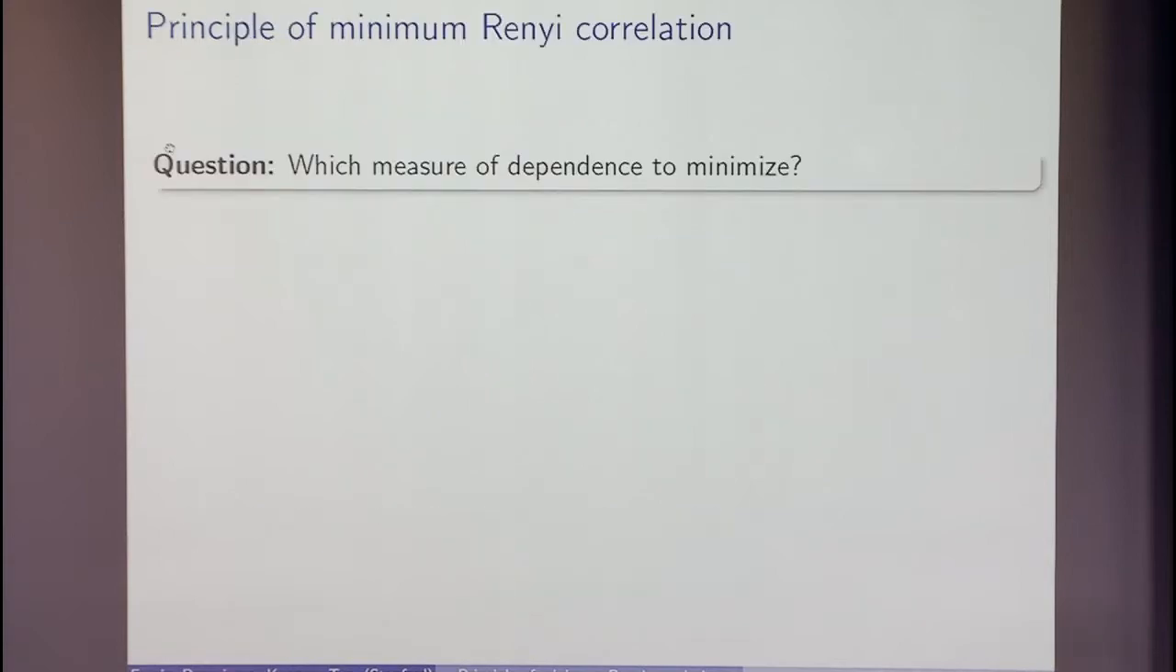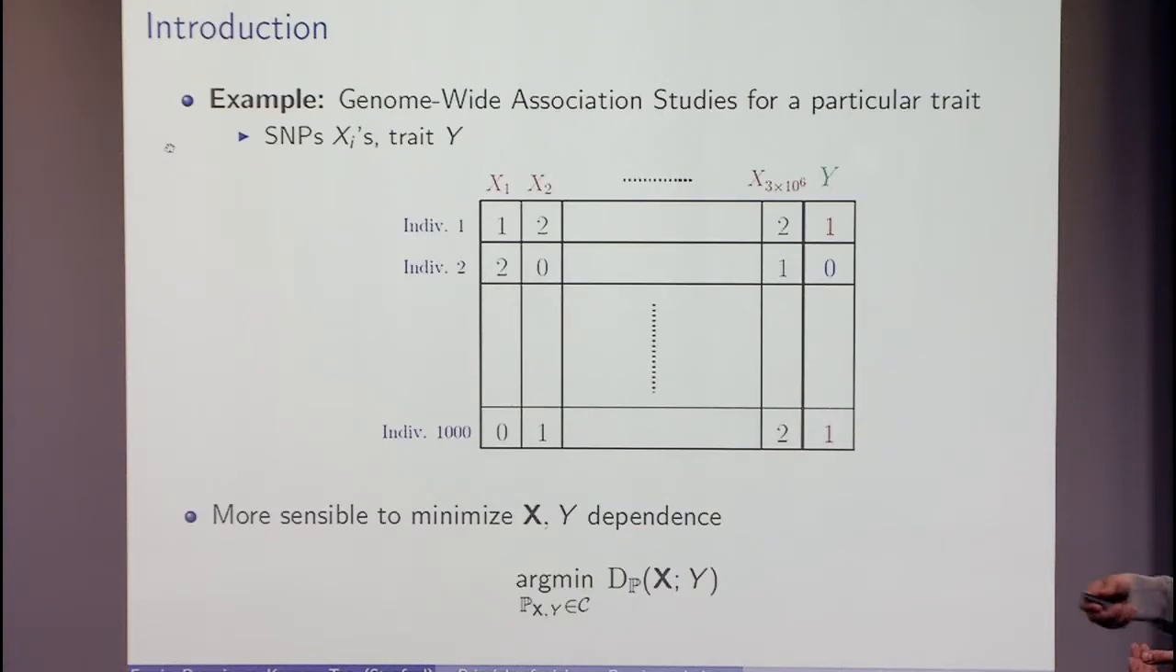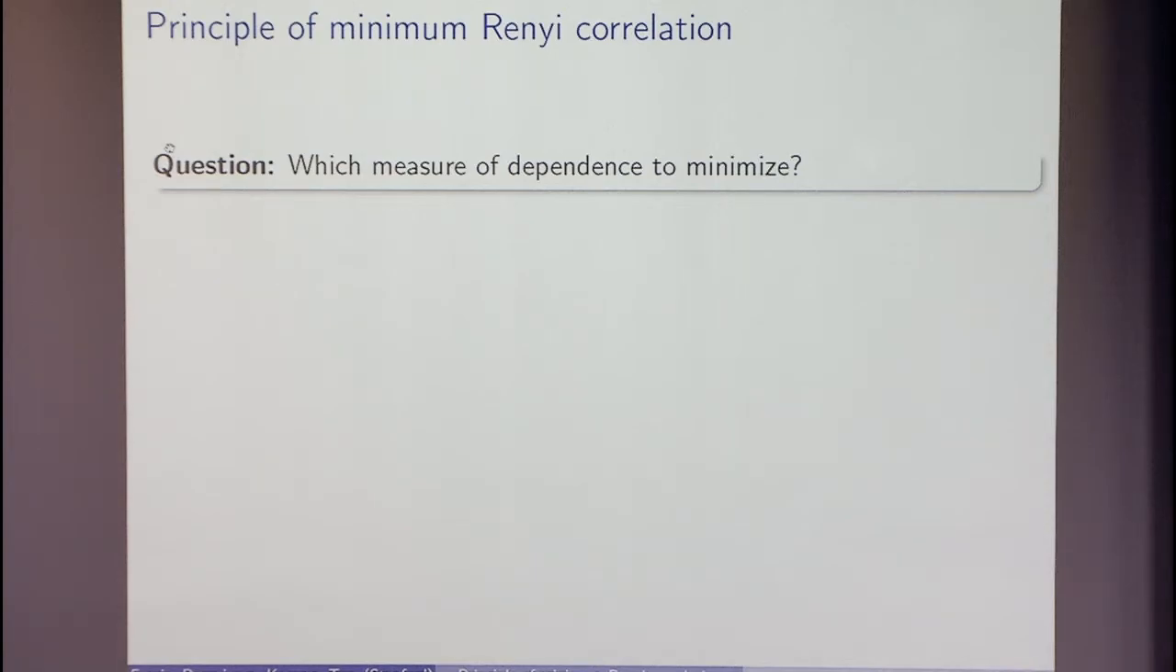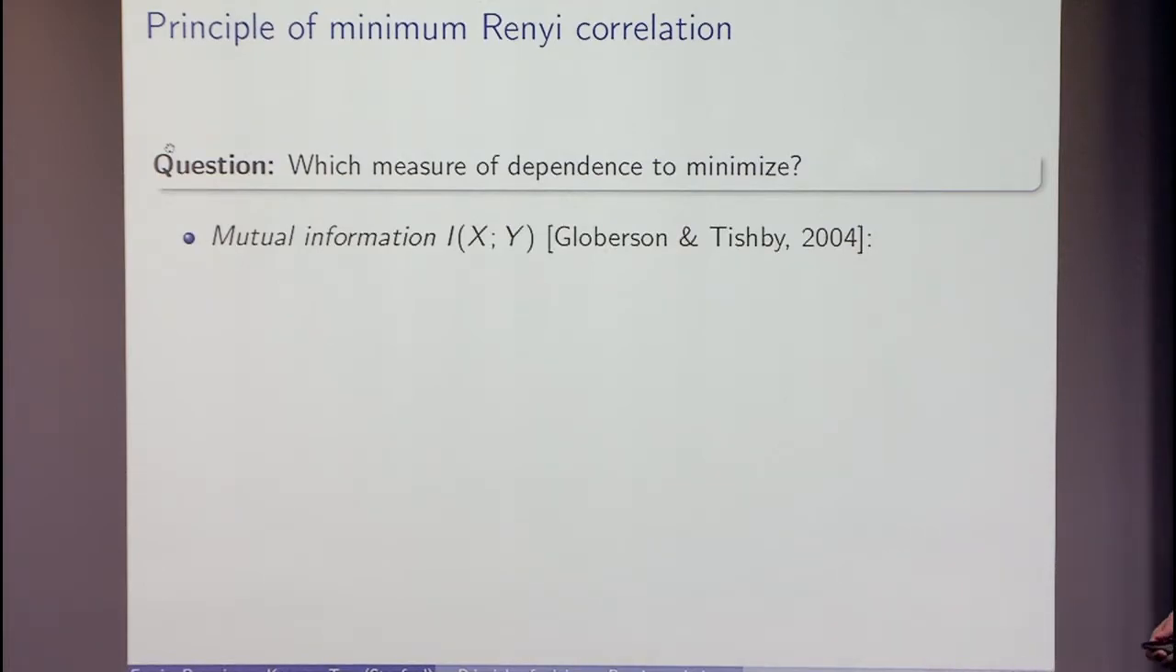Okay, now the question that we may ask is which measure of dependence to minimize. In the last slide, we had a general measure of dependence, D. Now the question is which measure of dependence we can minimize here. The one that would be suggested by Shannon entropy is mutual information, and it's in fact the subject of the 2004 work by Globerson and Tishby. The issue with mutual information is that there doesn't exist any efficient algorithm that can find the distribution minimizing mutual information. So for its computation, we have some problems.